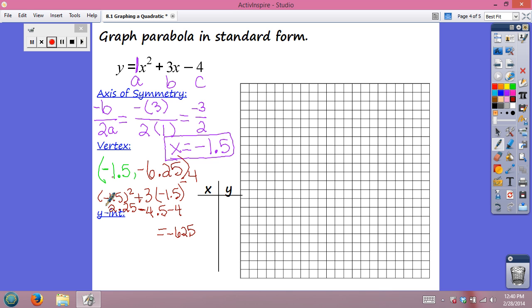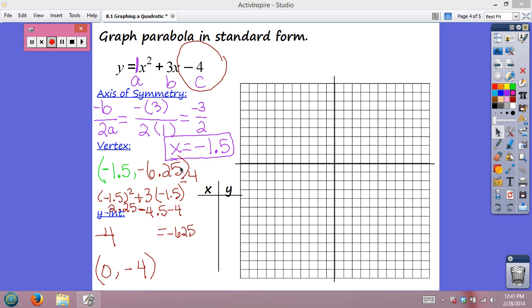Last thing we want to look at when we're looking at our equation is our c value, because that is our y-intercept. So our y-intercept is at -4, and the y-intercept is where x equals 0. So our y-intercept is at 0, -4. Okay, so we have our information. Our axis of symmetry is on the line x equals -1.5. So that'll be right in between -1 and -2. So go ahead and draw your axis of symmetry in your graph.